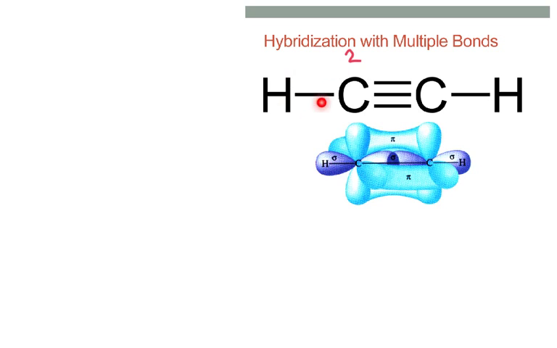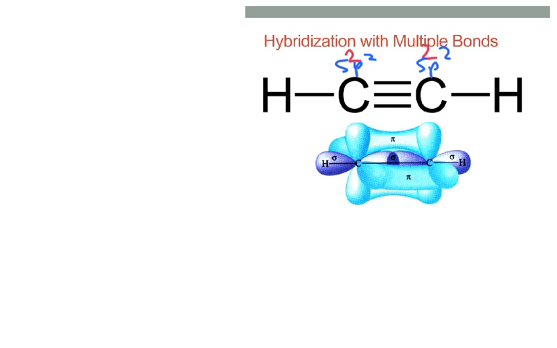You've got the 1 right here, and then you've got the 1 right here. Remember, multiple bonds only count as 1. Same thing for the other carbon. The other carbon also has 2 because it has the triple bond here, and then it's got the single bond here. So according to our hybridization, 2 electron domains would be sp, so there would be sp around this carbon, and then sp around this carbon.